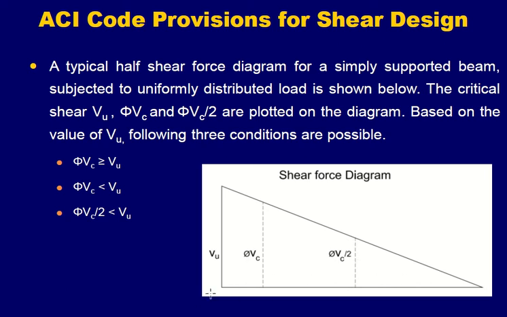You know that. Now what it says is that based on these values, three conditions are possible. φVc could be greater than or equal to Vu, for example Vu is 200 and you get φVc equal to 300. The second one is φVc less than Vu, for example φVc is 100 and Vu is 200. And the third case is φVc divided by 2 greater than Vu, which is the case here. Okay, so now let's discuss these three cases.